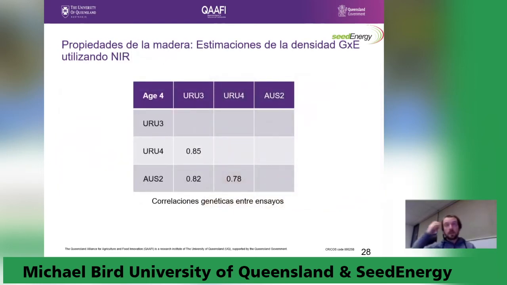And so we have density estimates via NIR across the three trials. You can see that the strongest correlation again is between the two Uruguayan trials, but also in this case, the Australian trial also correlates fairly strongly with Uruguay. So this doesn't show as much G/E.